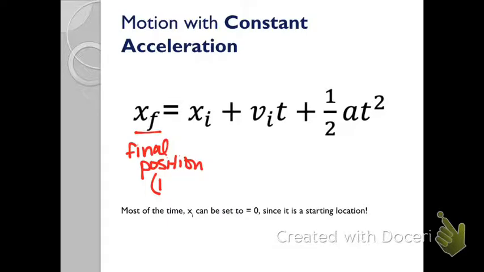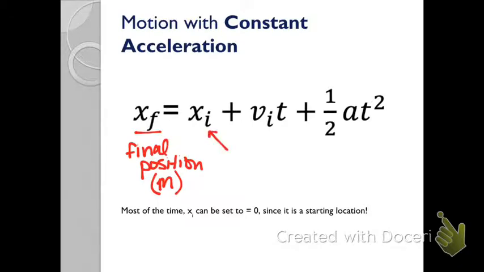v_i, we know what v_i is, initial velocity. This is time. This is acceleration, and this is t squared. It's important we know that only the t is squared there. It's not the whole term that's squared. It's just the t. That's super important. Okay, just the t that needs to be squared there.